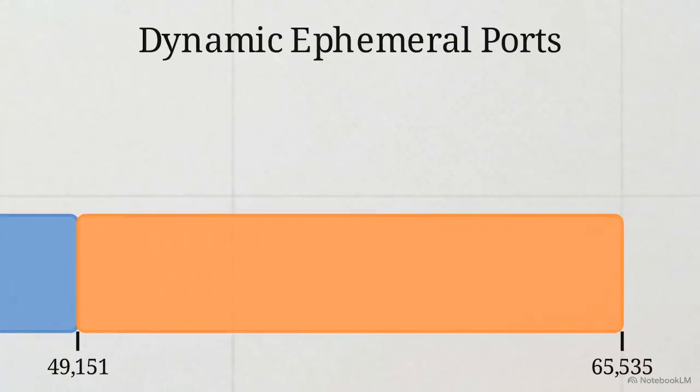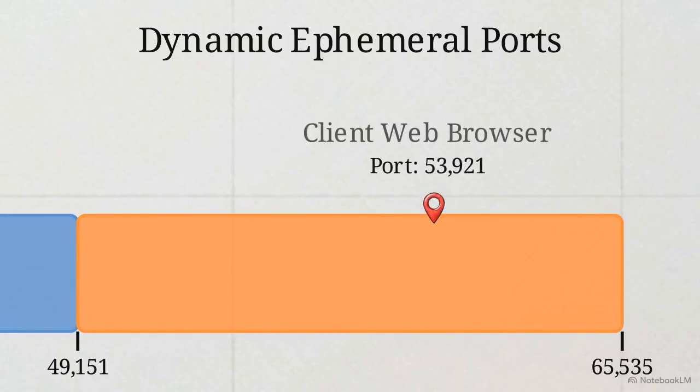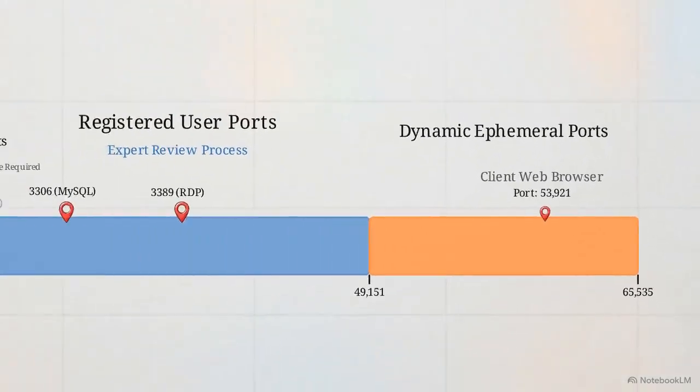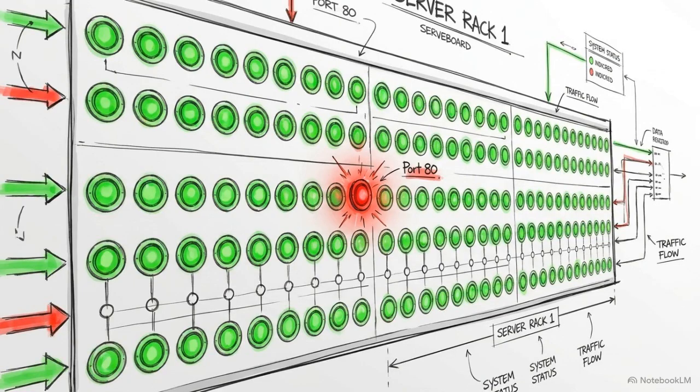Finally, the dynamic ephemeral ports run from 49,152 to 65,535. These are strictly temporary. The operating system assigns them randomly to client-side applications, like your web browser, just long enough to receive return traffic during an active session. Network administrators must know this taxonomy.